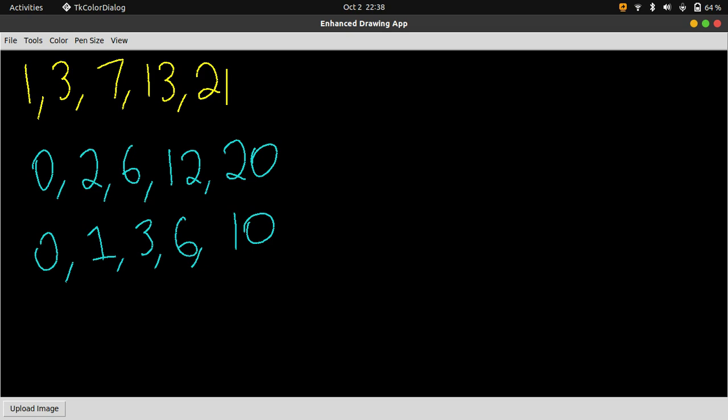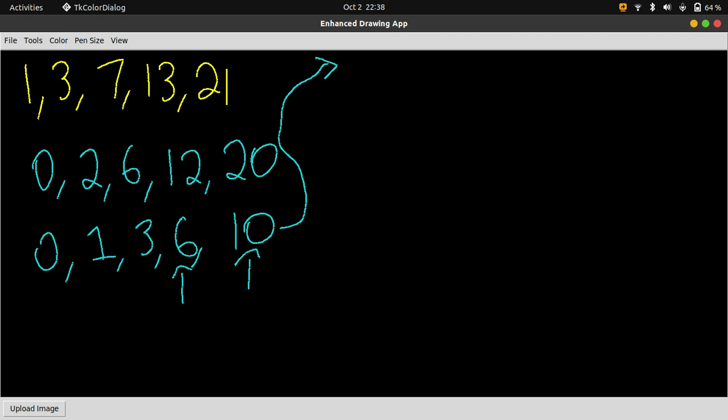So if you look at these numbers closely, these are sums of whole numbers. 0 is the sum of the first 0 whole numbers. 1 is the sum of the first 1 whole numbers. This is the sum of the first 2 whole numbers, 1 plus 2. 6 is the sum of the first 3 whole numbers, so 1 plus 2 plus 3 gives you 6. And finally 10 is the sum of the first 4 whole numbers, so 1 plus 2 plus 3 plus 4 gives you 10.